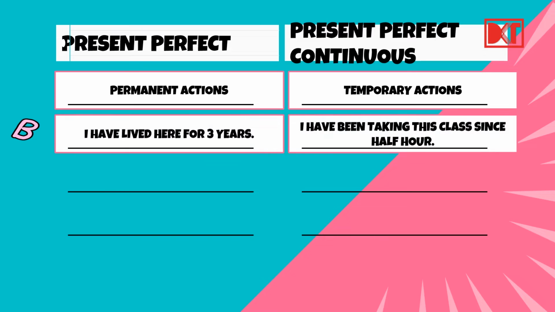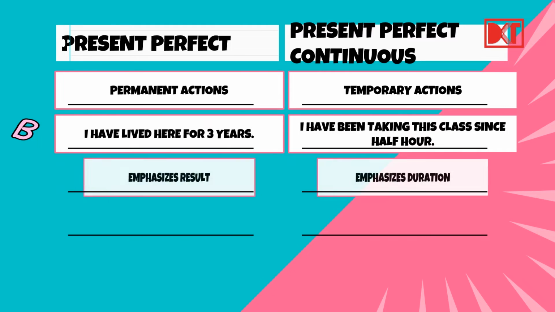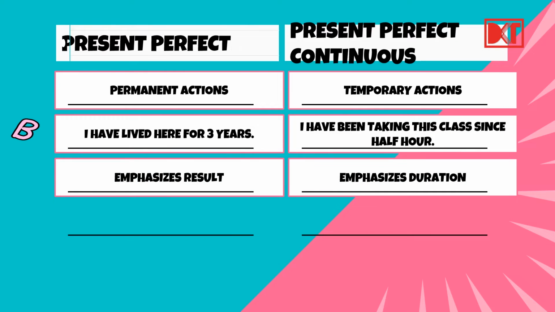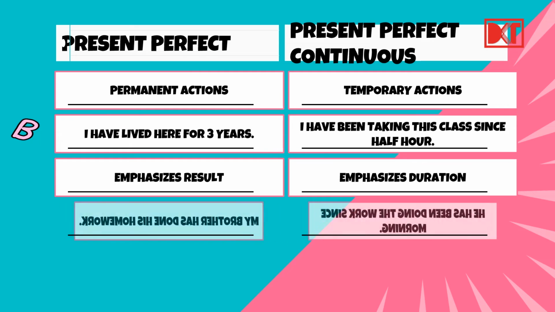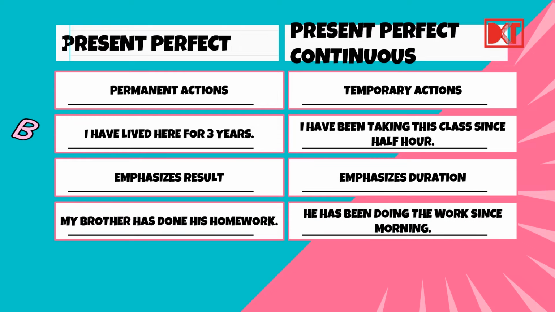Here let's see a few more uses for present perfect and present perfect continuous so that you have clarity as to when they are used. Like present perfect is used when you're talking about any permanent actions. Like I have lived here for 3 years, it's a permanent action. But for temporary actions, like I have been taking this class since half hour, for that we use present perfect continuous.